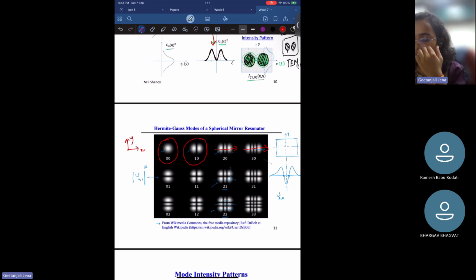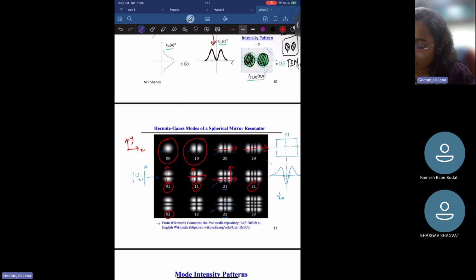Again, if you now take instead of 1, 0, if you take 0, 1, so we see there is 1 zero when you move along y direction. 1, 1 means we'll see a 1 zero along the x direction as well as 1 zero along the y direction. 2, 1, if you guess, we'll get 2 zero points when we move along x direction and 1 zero point along y direction. And similarly for 3, 1, we'll get 3 zeros along x and 1 zero along y.